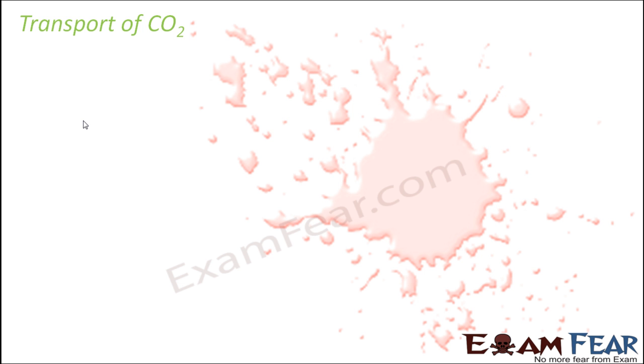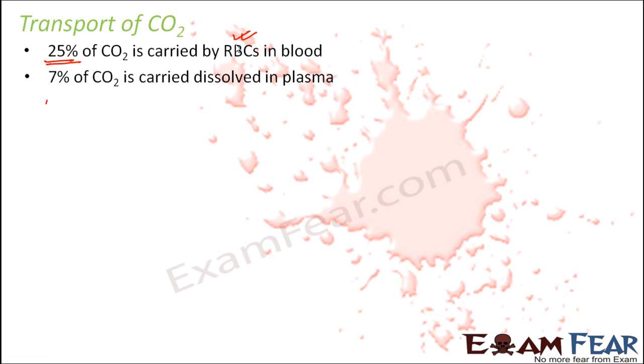Transported. Now on similar lines, let us look at the transport of carbon dioxide. Carbon dioxide is also transported through blood, but let us see whether hemoglobin is able to carry most of the carbon dioxide as well. Only 25% of carbon dioxide is carried by RBCs in the blood. Now this is quite different than oxygen. In case of oxygen, 97% of oxygen was carried by RBCs, but here only 25% is carried by RBCs. So who carries the rest?